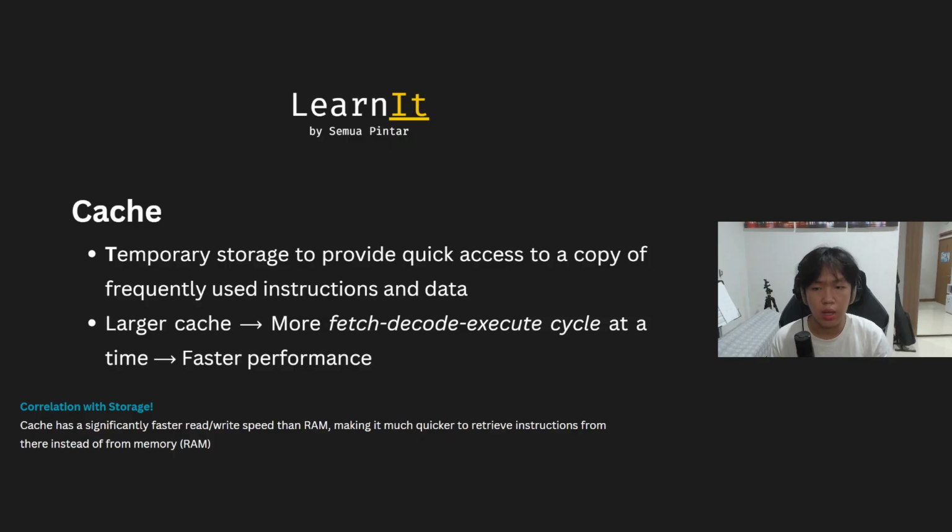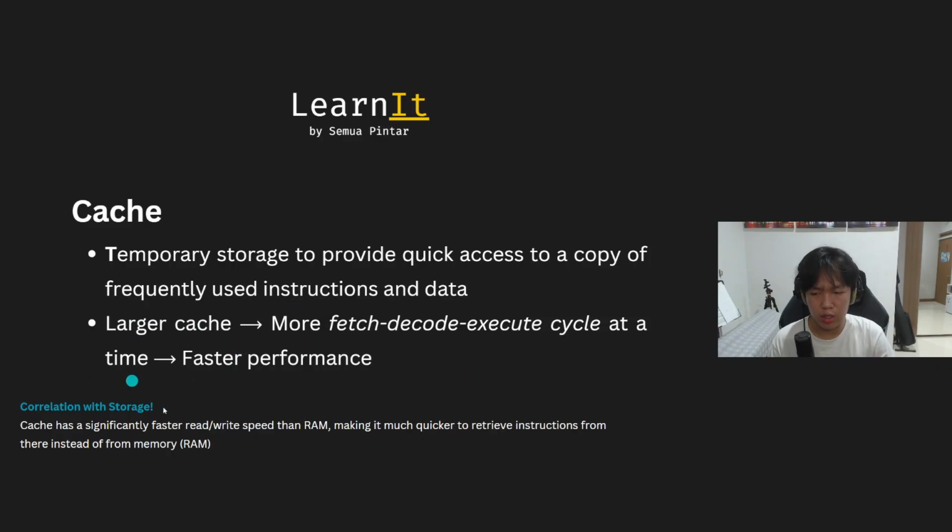Next is the cache, and the cache essentially serves as a temporary storage to provide quick access to a copy of frequently used instructions and data. Essentially, this is the storage system in the CPU itself. And a larger cache means more fetch, decode, execute cycles at a time, which means faster performance. Because if you have more storage, you can store more information, and with more information, you can process that information more times in a given time. So because of that, it leads to faster performance.